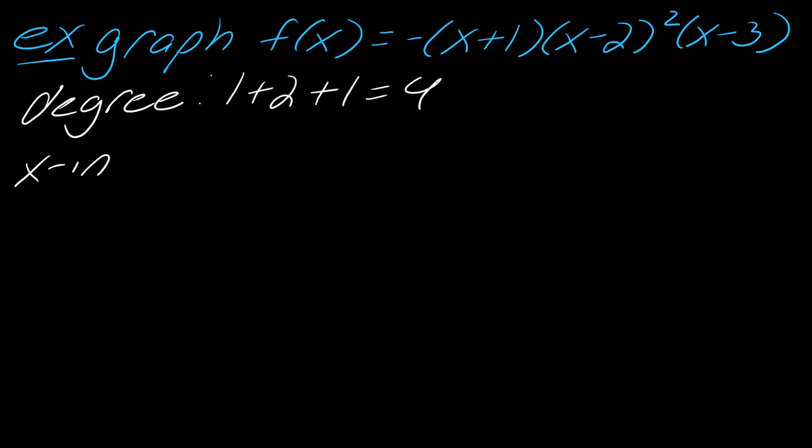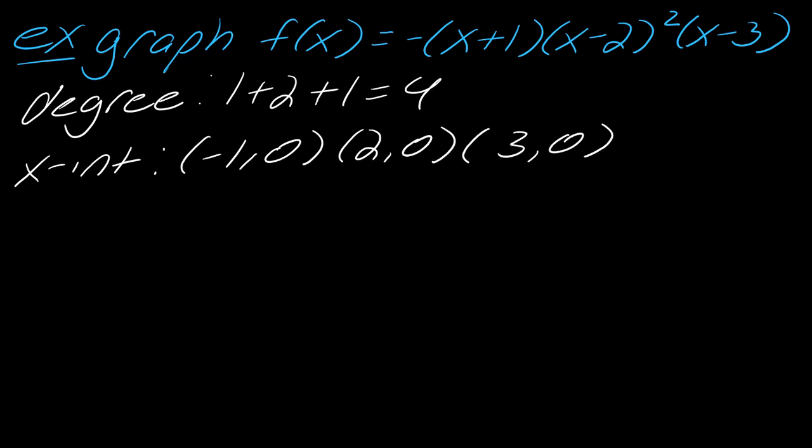I can tell the x-intercepts just by looking at this because I can see what the zeros are. So the first 0 is -1, which means that the x-intercept is (-1, 0). The next 0 is 2, right? It's going to be the opposite sign of this factor. So the next x-intercept will be (2, 0), and then the last x-intercept will be (3, 0).